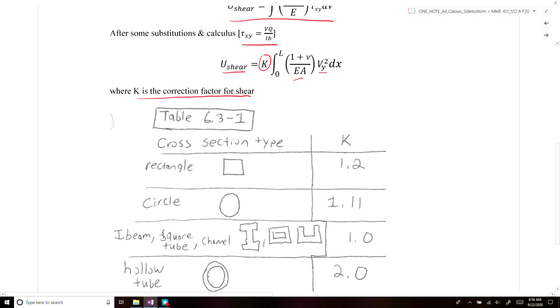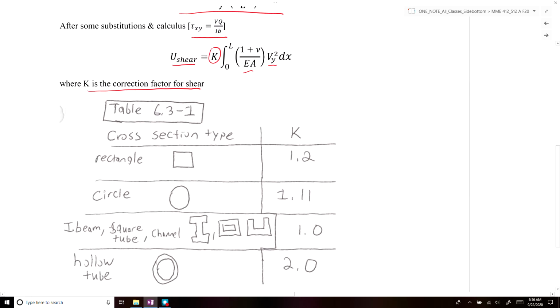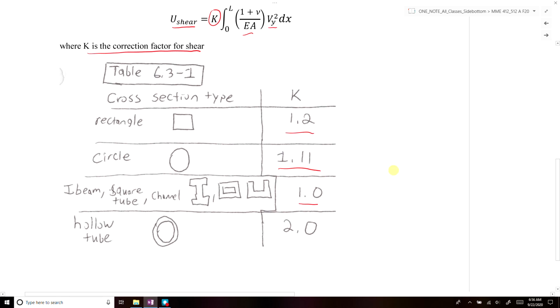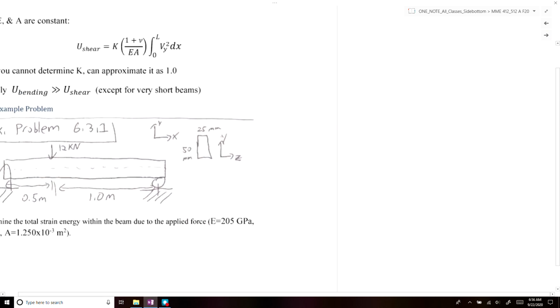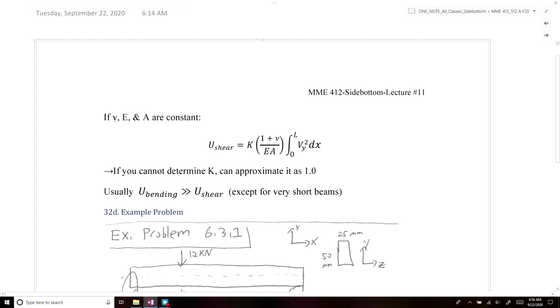That K constant is going to depend on the type of cross section that's being used in the beam. For a rectangle, for example, it's 1.2. For a circle, it's 1.11. For I-beams and other sections, it'll be 1.0. And for hollow round tubing sections, it would be 2.0. If you don't know what the K constant is, you can assume that K is going to be equal to 1.